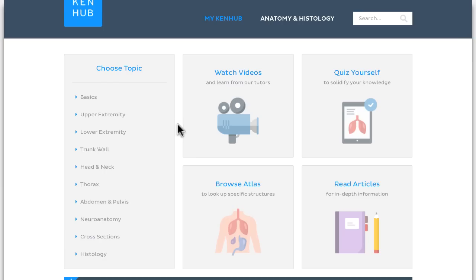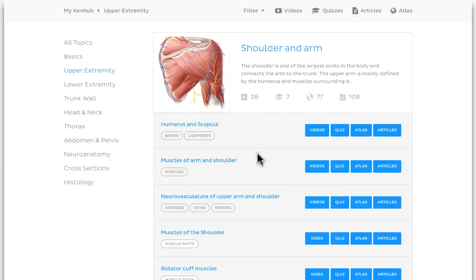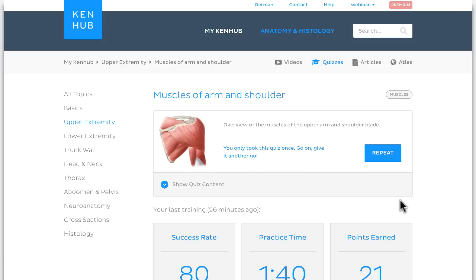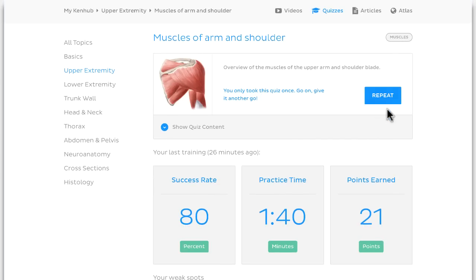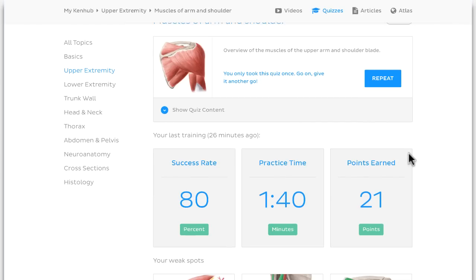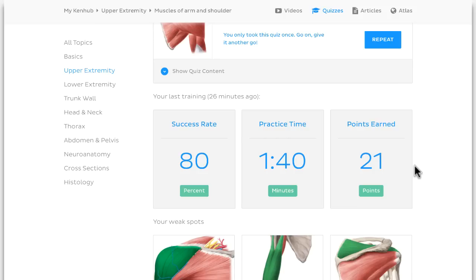If I scroll up and go back to upper extremity and pick one of the quizzes that I've taken, here are the muscles of arm and shoulder, I click here on the quiz. I've taken this quiz before, and you can even see that here I can repeat it. But scroll down and you'll find more information about how you did on this quiz. The success rate, you can see that I did 80%. Practice time, 1 minute and 40 seconds. And the points earned was 21 points that I earned with the correct answers on this quiz. So you can really get an assessment of how you're doing on the quizzes.